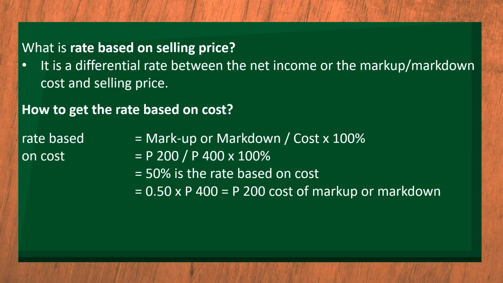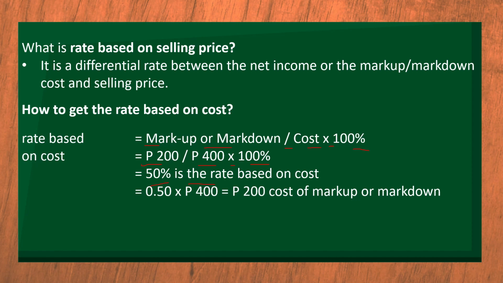Now, how to get the rate based on cost? The formula is rate based on cost is equal to markup or markdown divided by cost multiplied by 100%. In our previous example, 200 pesos is the markup divided by the original cost of the cake, which is 400 pesos, multiplied by 100%, is equal to 50%, the rate based on cost.